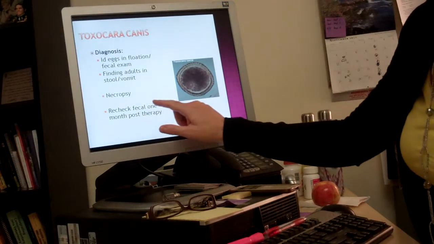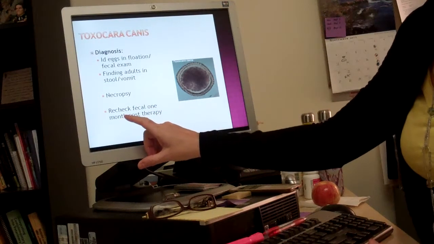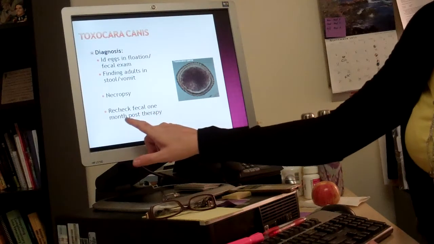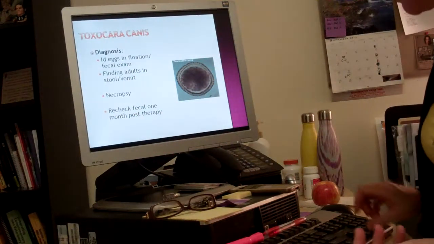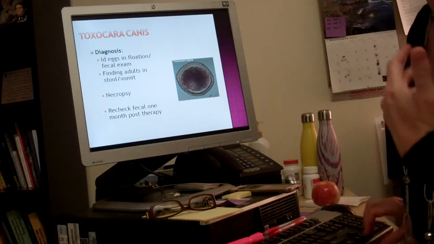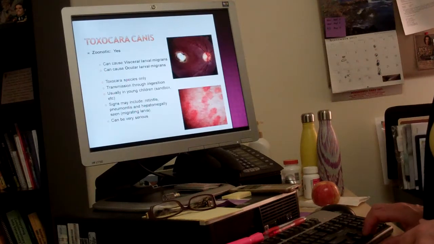You will see a common trend that you notice that the pre-patent period was 4 weeks. Recheck one month. Remember, recheck after therapy is complete.